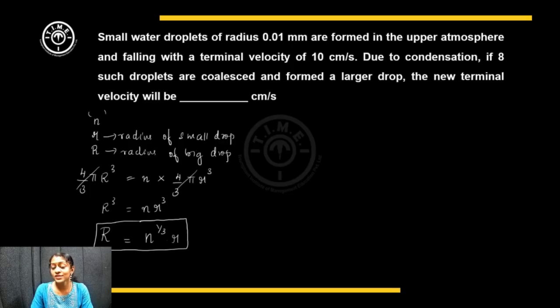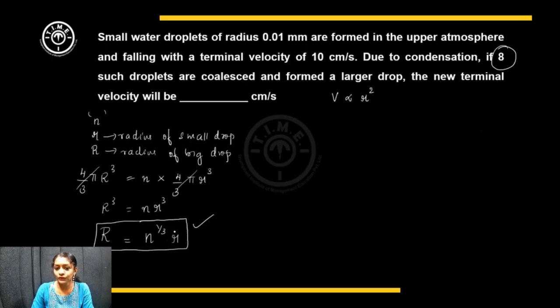Here the radius as well as terminal velocity of each of the small drop is given. And what you have to find is the terminal velocity of the big drop. So we already have the relation between terminal velocity and radius of the drop, isn't it? What is that relation? Terminal velocity is directly proportional to square of radius. So here let us take small letter v as the terminal velocity of each of the small drop and capital V as the terminal velocity of the big drop formed.